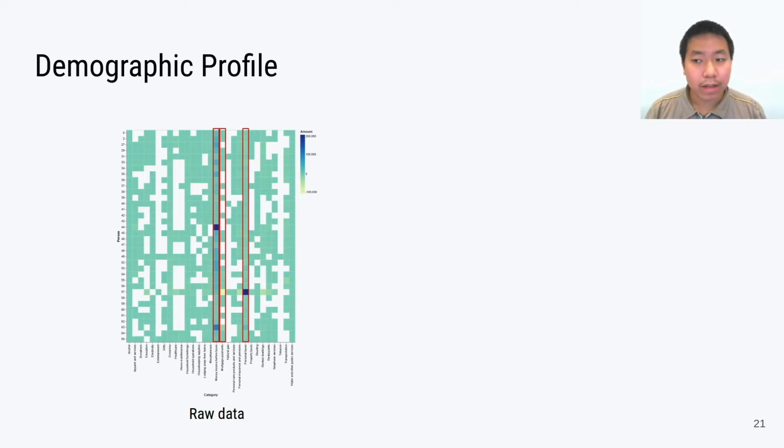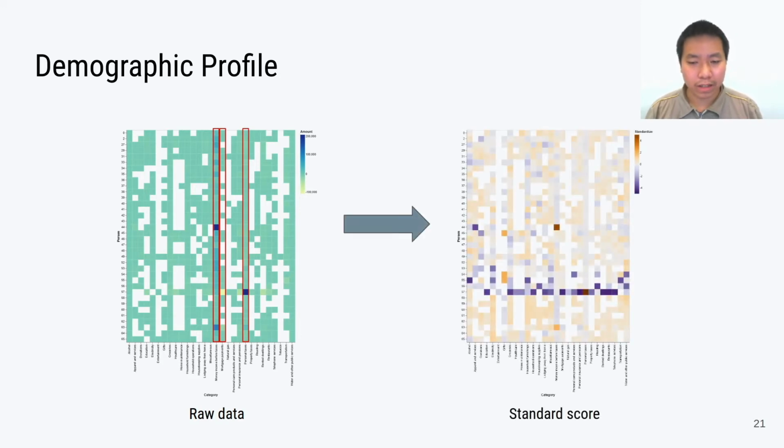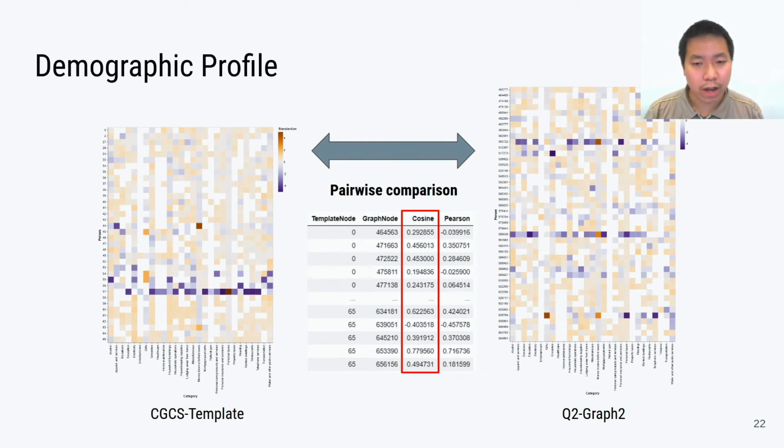As you can see, some categories like money income before tax, mortgage payment, and personal tax, highlighted in the red box, have an extremely high value. We transform the data with the standard score to construct the demographic profile of each person node. The standard score allows us to see who spends or receives money more or less than the average of a particular category. Next, we calculate the similarity score between every two person pairs of the template and candidate graph using the cosine similarity measure.